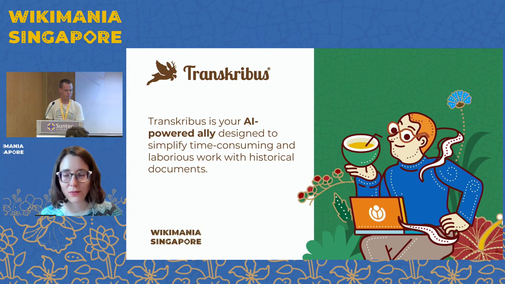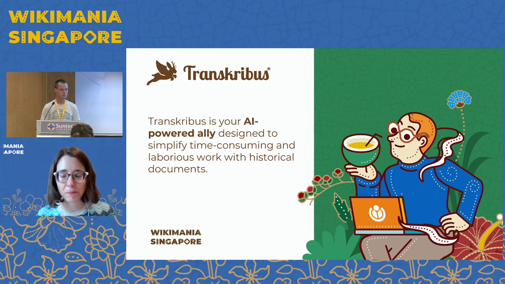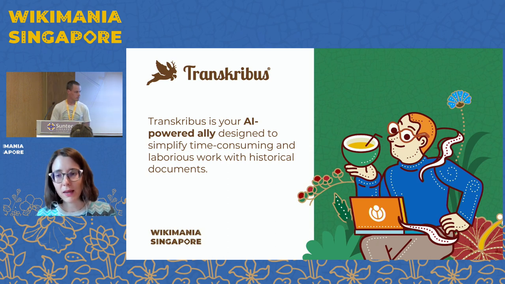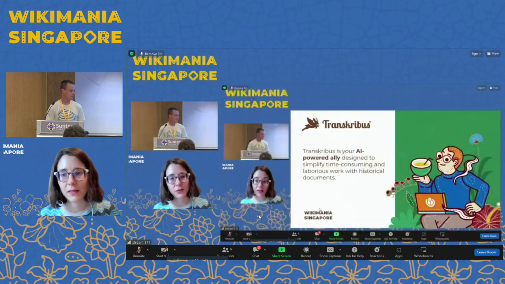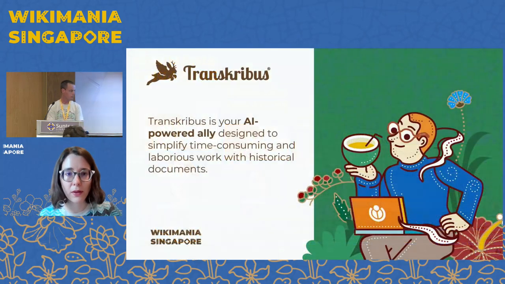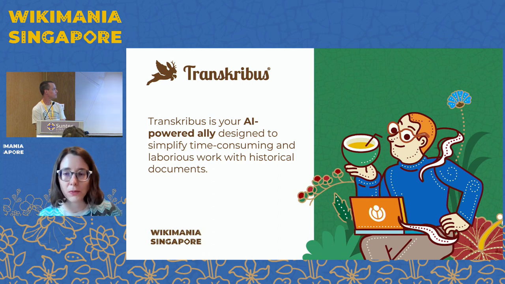Hello, everyone, and thanks, Sam, for the introduction. I will explain what Transkribus is. Transkribus is a platform designed to simplify the time-consuming and laborious work with historical documents. The main idea is to help researchers and users who want to work with historical documents, and give them the opportunity to train AI models to automatically transcribe their documents. The main goal is to help people who can't read all scripts, or to speed up the transcription process so people can concentrate more on the content.